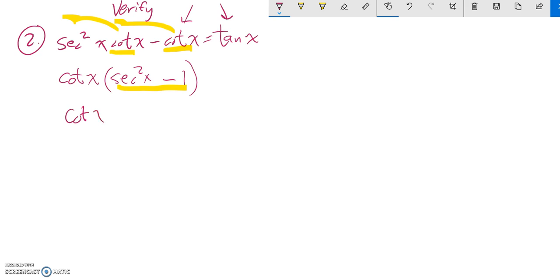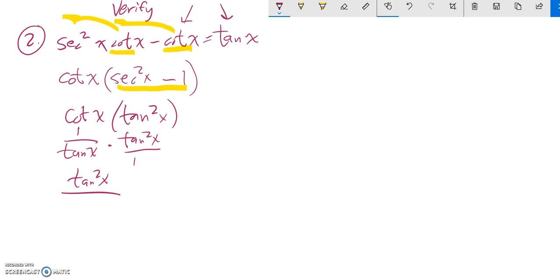So I know that cotangent of x times tangent squared of x is this. So now let me think about it. Cotangent is the reciprocal of tangent. So cotangent is like 1 over tangent. So I have that. So this is just tangent squared divided by tangent.